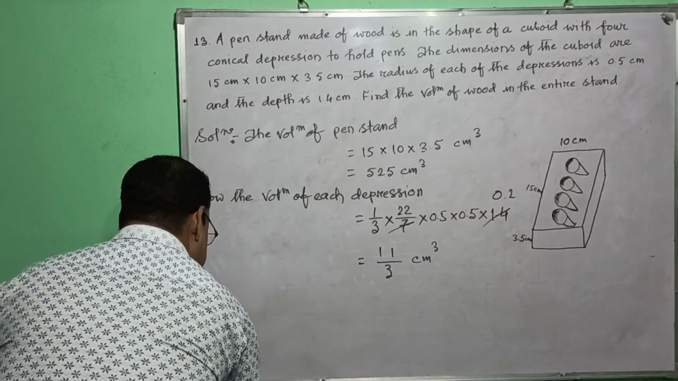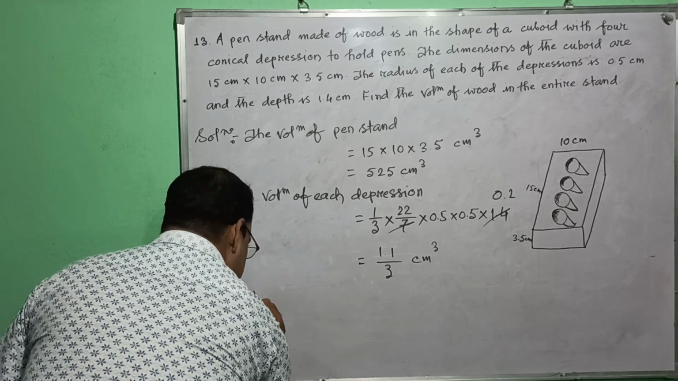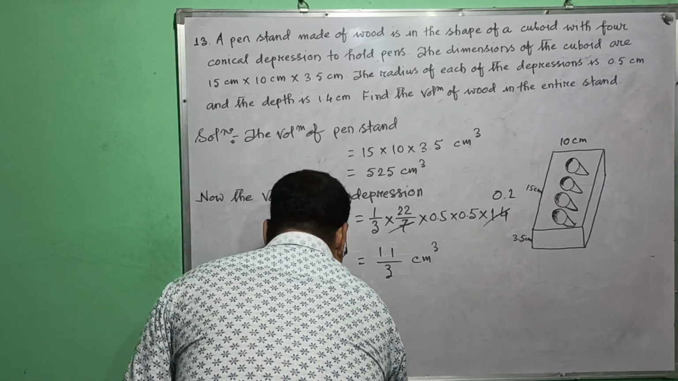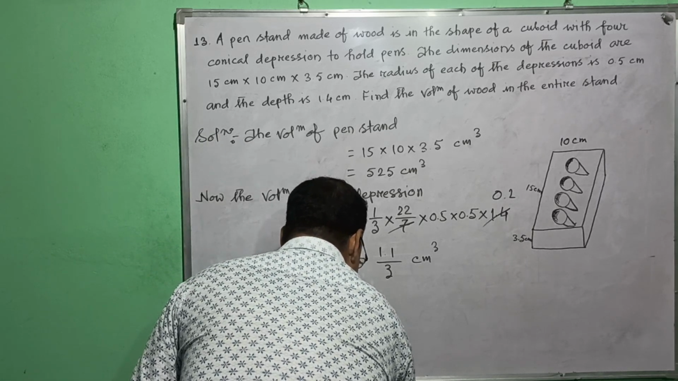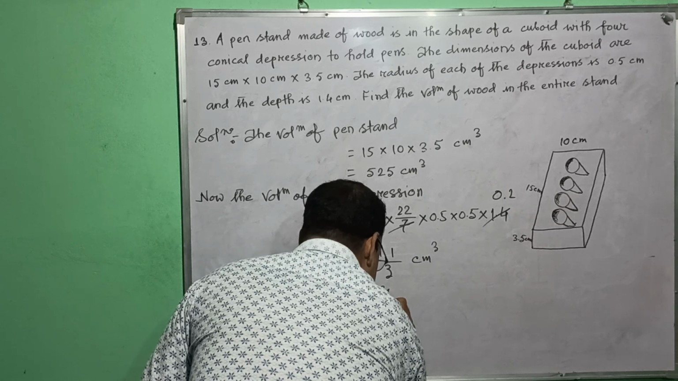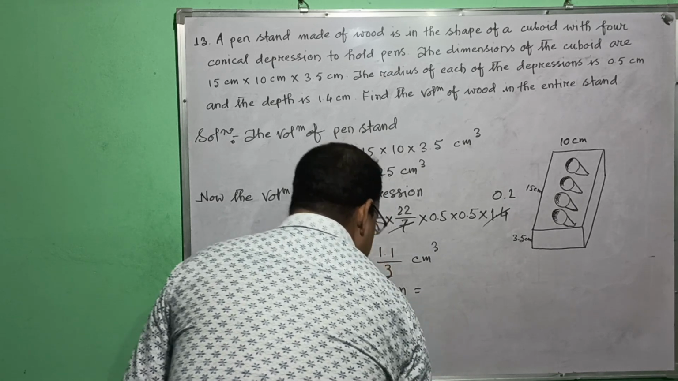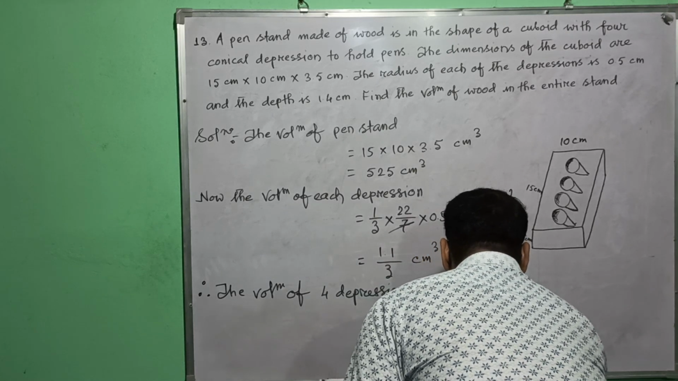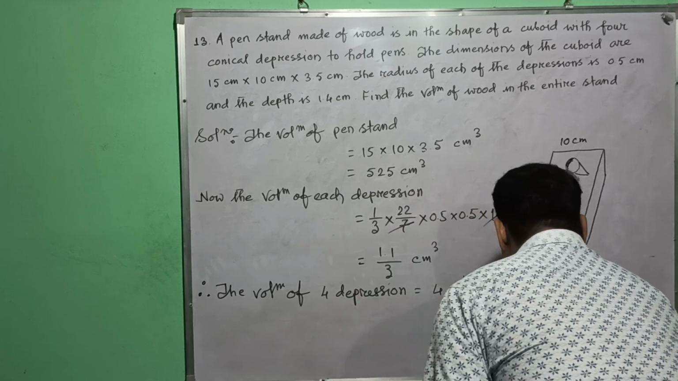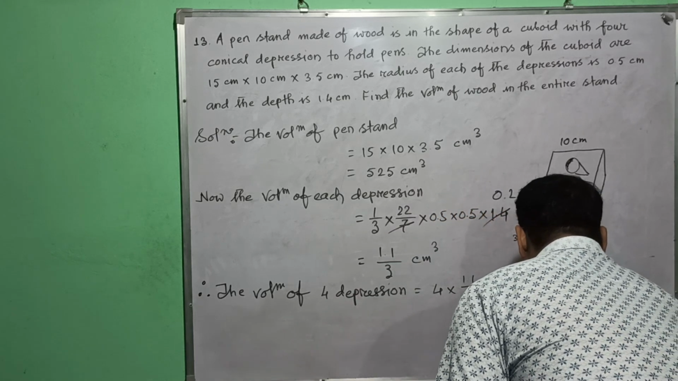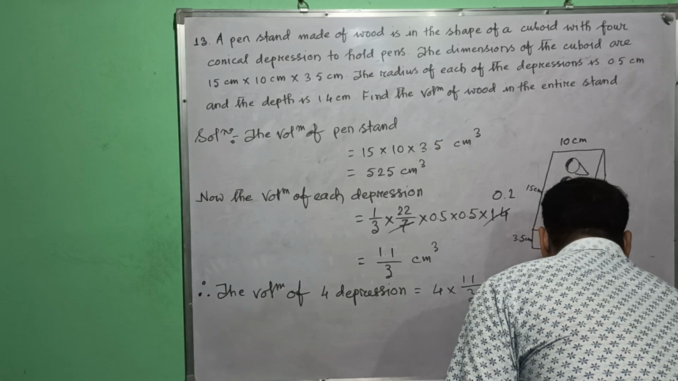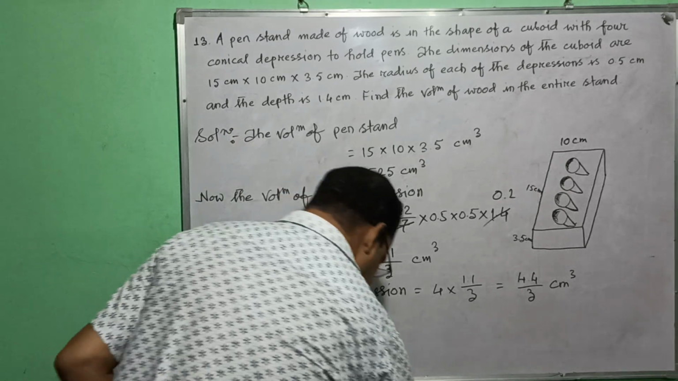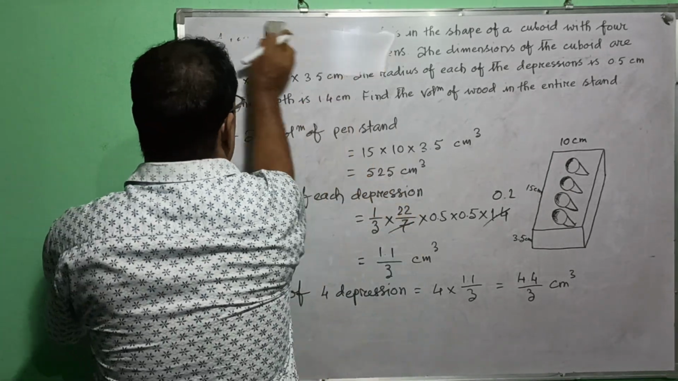Therefore, the volume of 4 depressions, as it is given 4 depressions, equals 4 into 1.1 by 3, equals 4.4 by 3 centimeter cube. Now we will find the volume of wood.